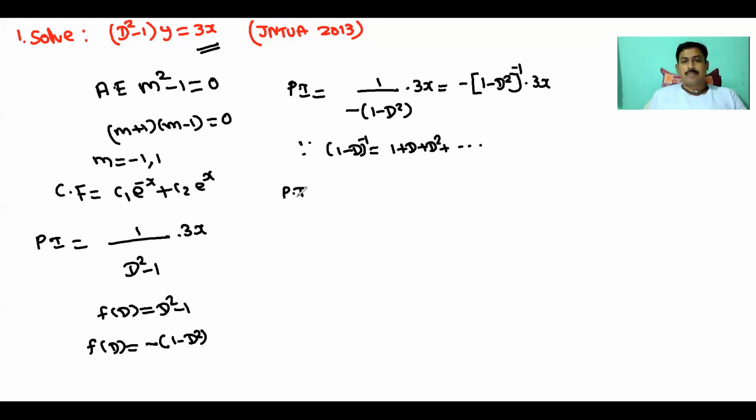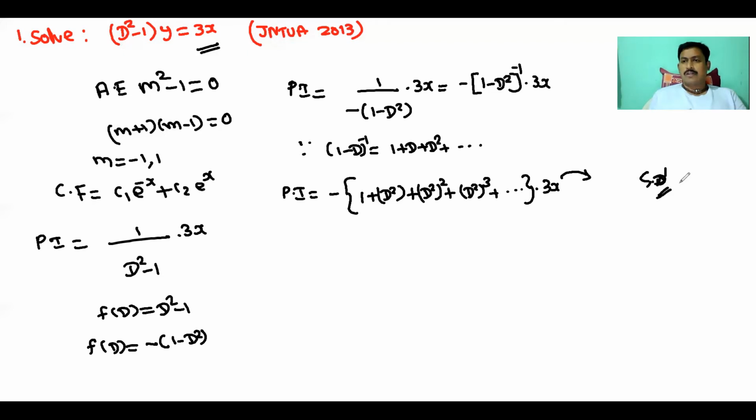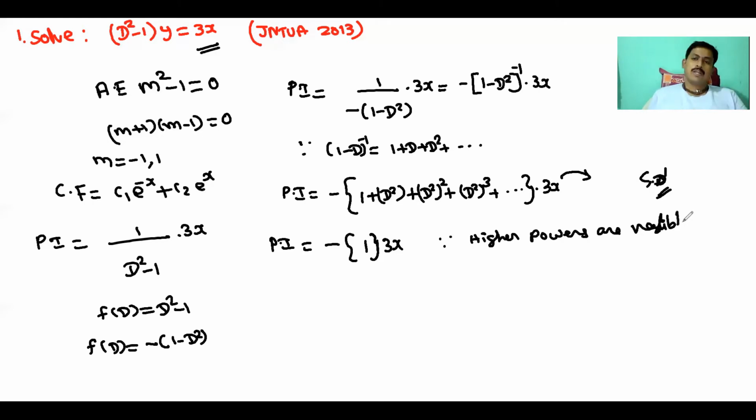So I can write our PI as minus of, instead of D we will have D square: 1 plus D square, next term D square the whole square, next term D square the whole cube, plus etc., into 3x. If you see the power of x, here the x power is 1, so we have to write the constant as well as the D power 1 term. Others are negligible. So PI equals minus of 1 will come. Here it is D square, so D square won't act on 3x, since higher powers are negligible.